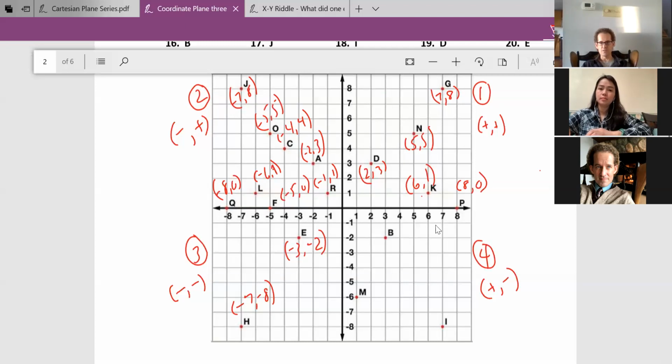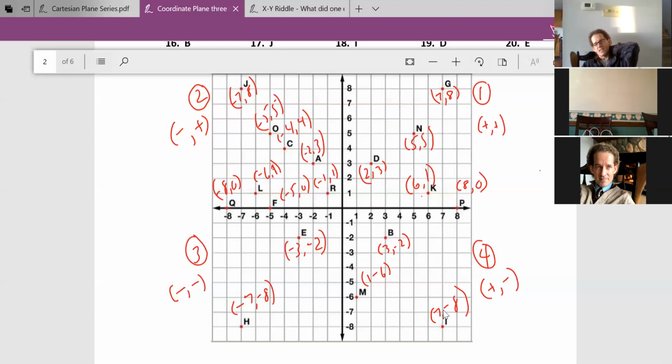Let's look at the last quadrant, quadrant 4. So over here, I'm going to the right. So that's +3, but then I go down 2. So B would be +3, -2. And I might go to the right 1 and down 6. So this would be +1, -6. And then for I, go to the right 7 steps and then go down 8. So this is going to be +7, -8.